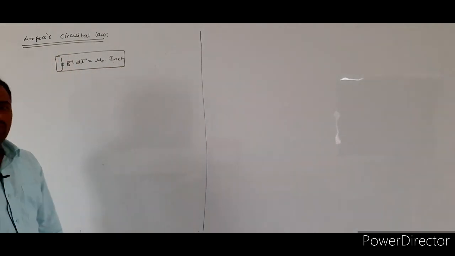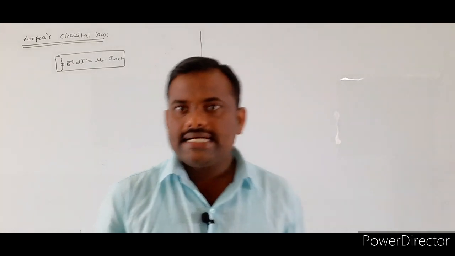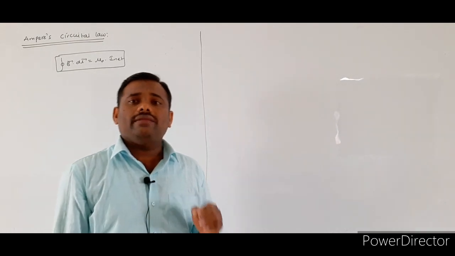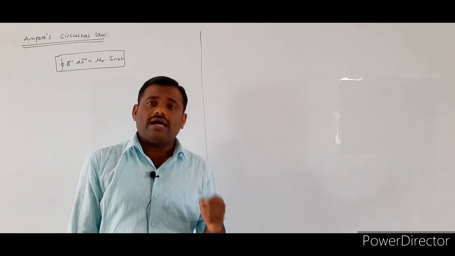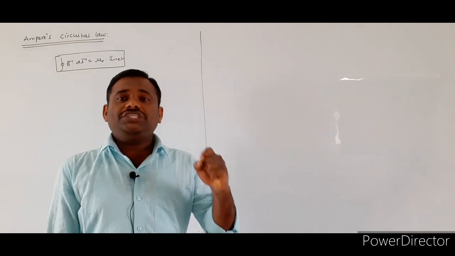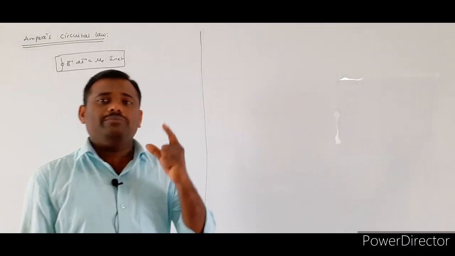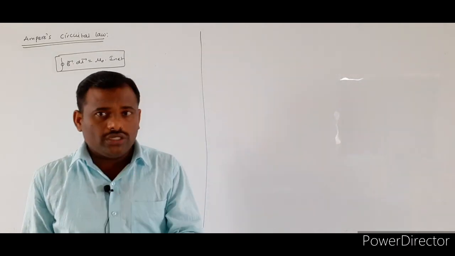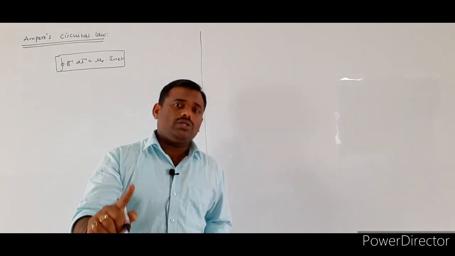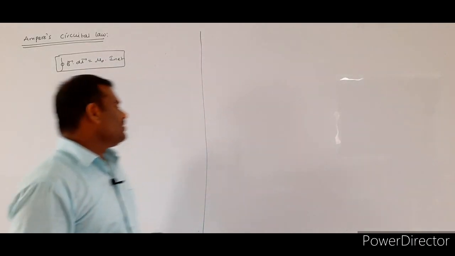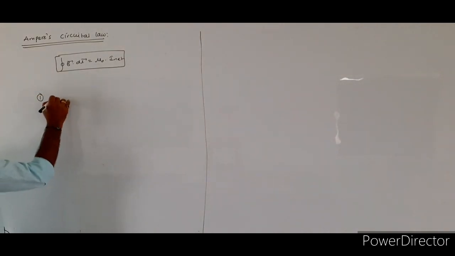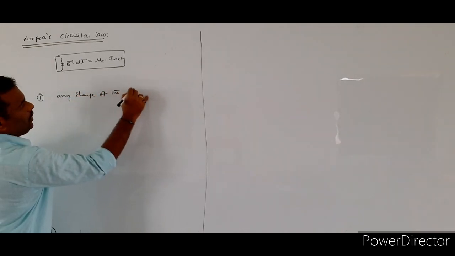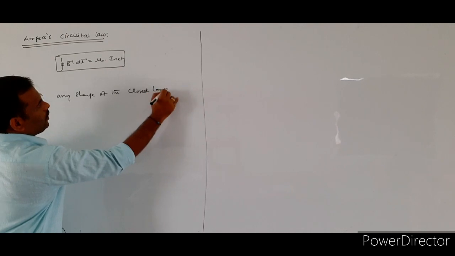Here we have to remember some points regarding Ampere's circuital law. The first point is that Ampere's circuital law can be applicable to any shape of the closed loop. It's very, very important. It is not applicable only for the closed circular loop. It is applicable to any shape of the closed loop.